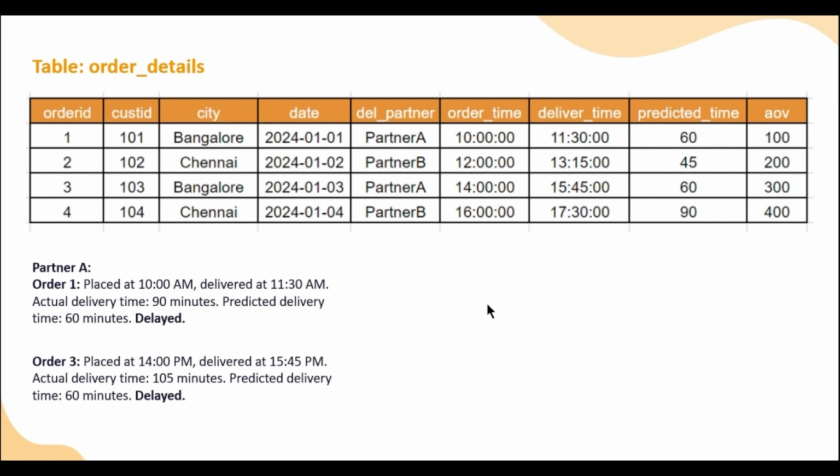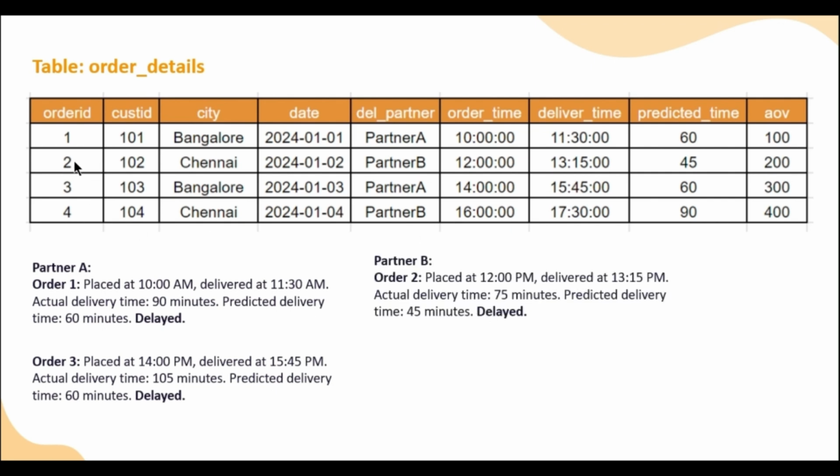Now if we see partner B with order ID 2, it got placed at 12 p.m. and got delivered at 1:15 p.m. So we can say that the actual delivery time is 75 minutes and the predicted delivery time is 45 minutes. So this order is again delayed since the actual delivery time is greater than the predicted delivery time.